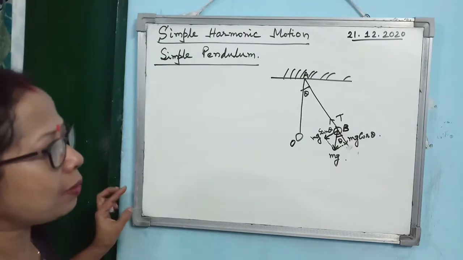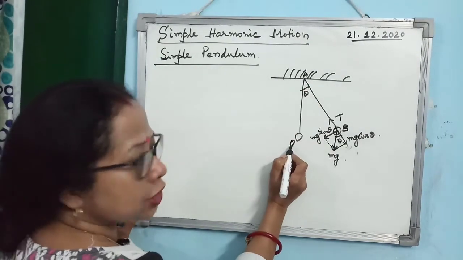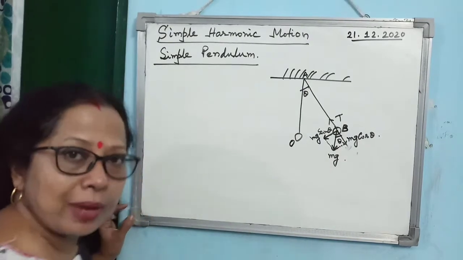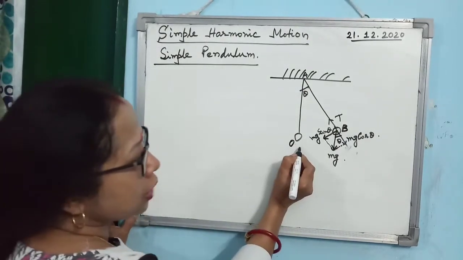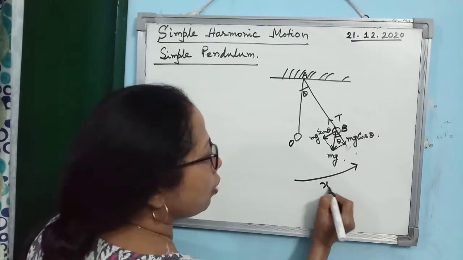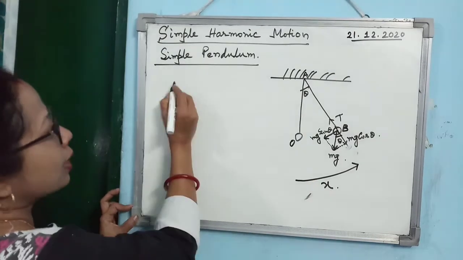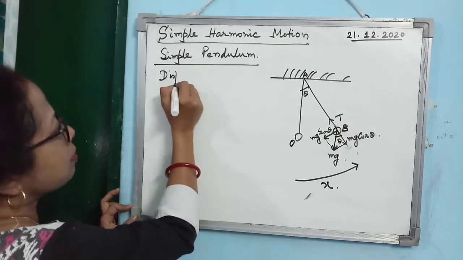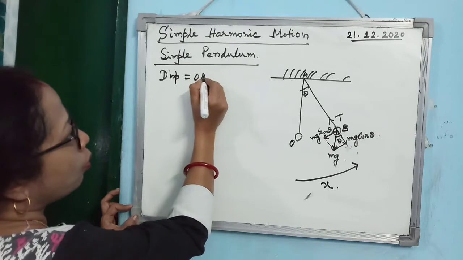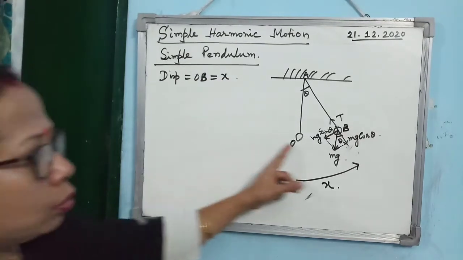And how does a simple pendulum oscillate? You just see, this position O is known as the mean position. Now suppose you have displaced the pendulum from O to B. So you have displaced it by an amount x. It means you can write the displacement of the pendulum is OB and it is equal to x.